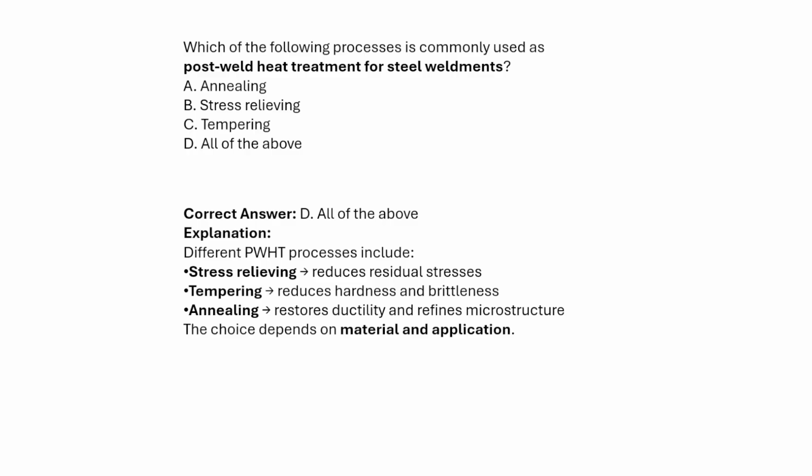Why is that? Different post weld heat treatments include stress relieving, where we reduce the stresses in the weld bead to prevent cracking. Next, tempering reduces the hardness and brittleness. Annealing restores the ductility and refines the microstructure. So the choice of process depends on the material and application.